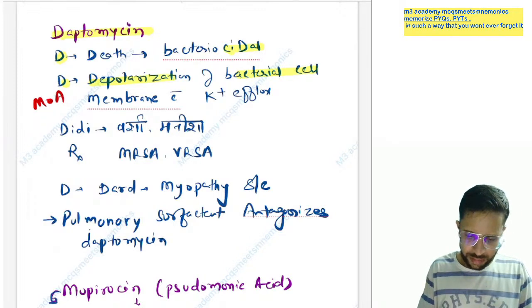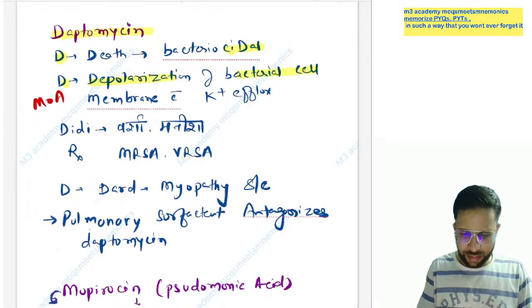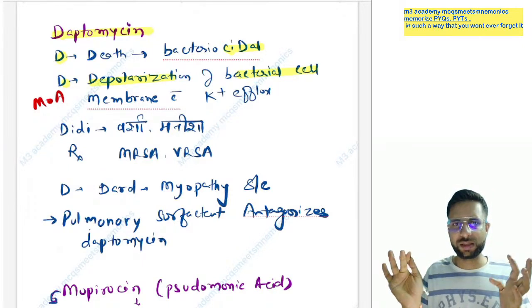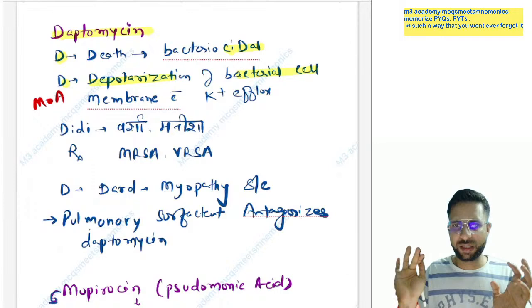Depolarization of the bacterial cell. How does this cause depolarization? By the efflux of potassium. So how will you remember efflux? D for daptomycin, D for efflux: it causes efflux of potassium.